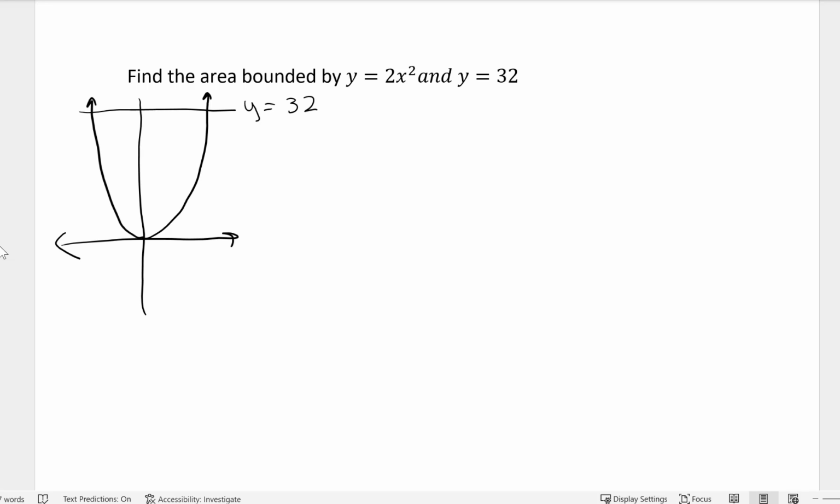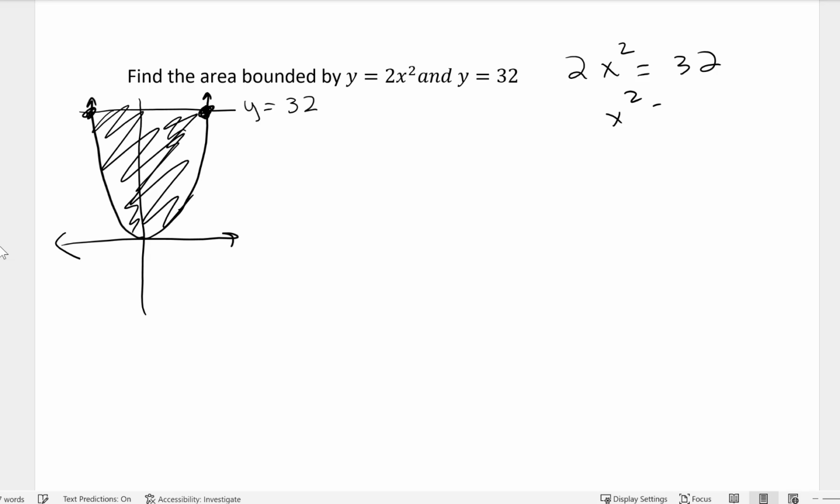So what I want you to see is they would intersect and I would have this area trapped between the two functions. So that's important to see. This is what we're going to do. So the bounded area will have intersection points, so let's find those. 2x squared is 32, says x squared is 16, which says x is plus or minus 4. So this is my 4, this is my negative 4. So those are the bounds, negative 4 to 4.